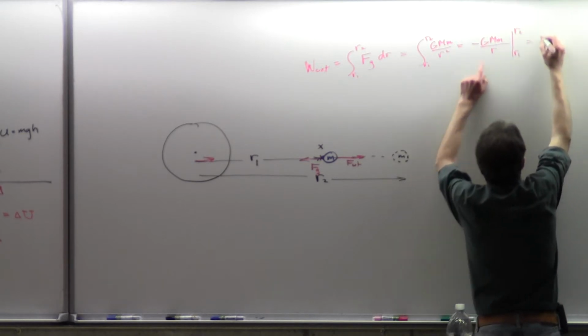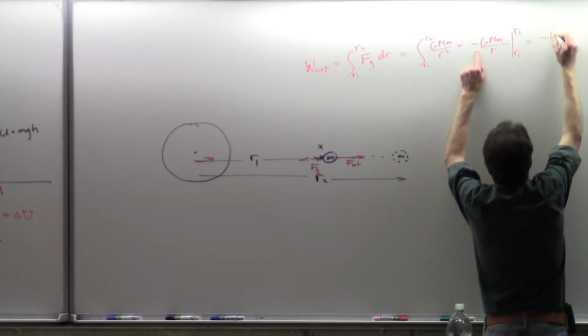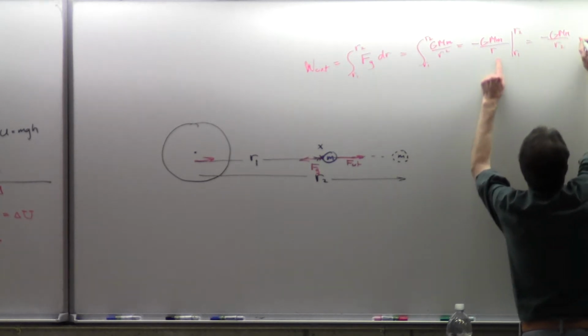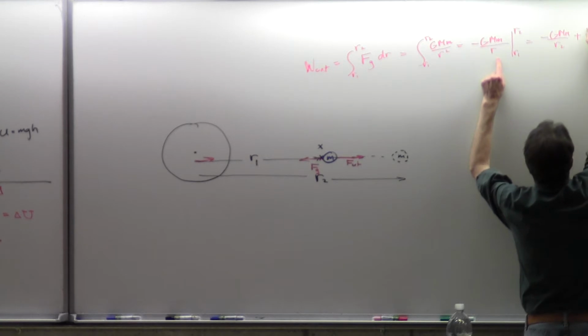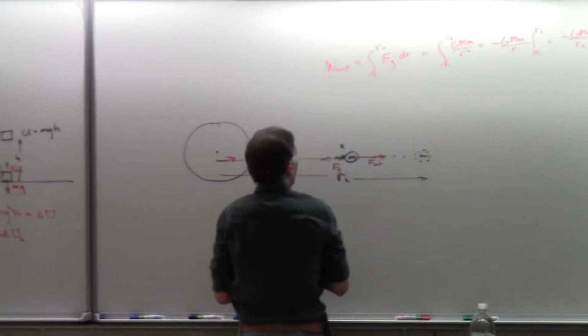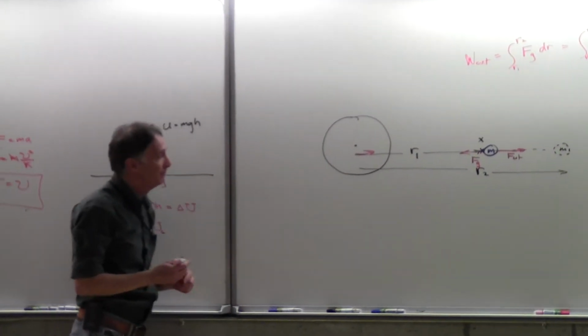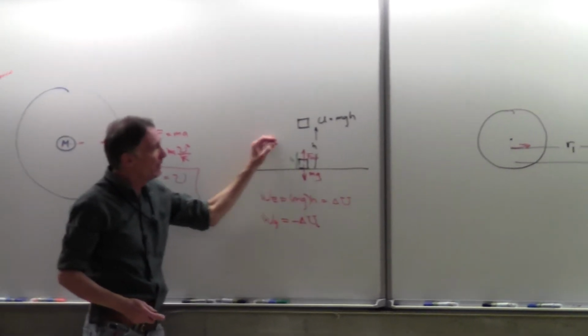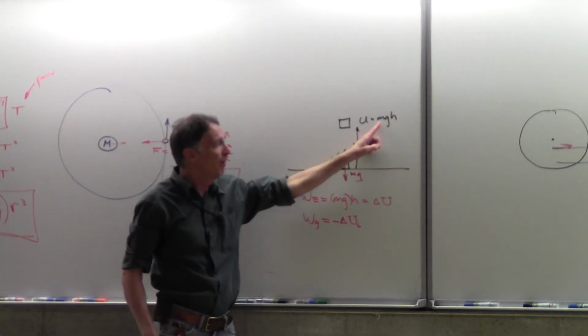So we would say it's going to be equal to minus big G m all over R2. Minus and minus will become plus big G m all over R1. So that would be the integration of that. Now, back on flat Earth, remember we'd say, okay, this is the potential energy at that point.